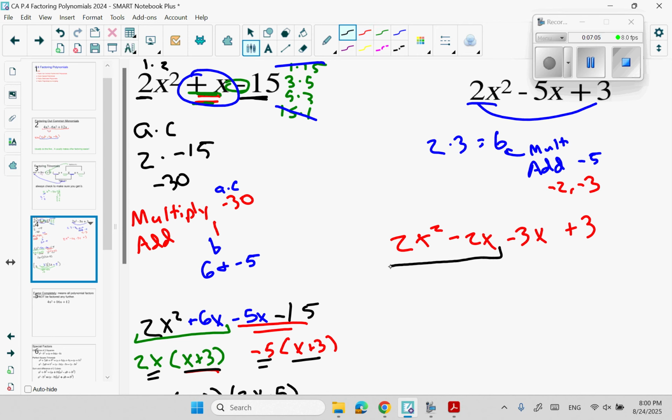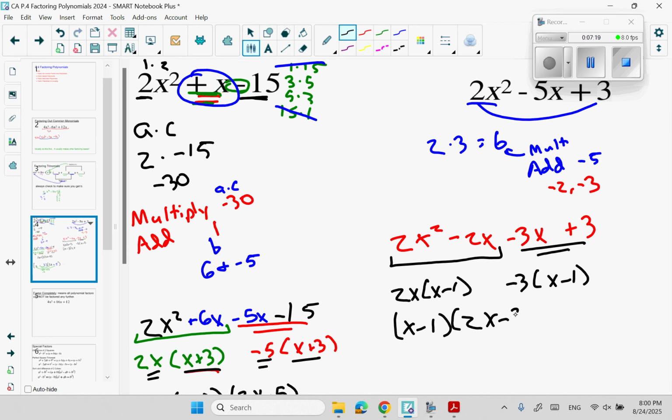doesn't matter. So what can I divide both those by? That'd be 2x, giving me x minus 1. And this one would be negative 3, giving me x minus 1, giving me x minus 1 and 2x minus 3.